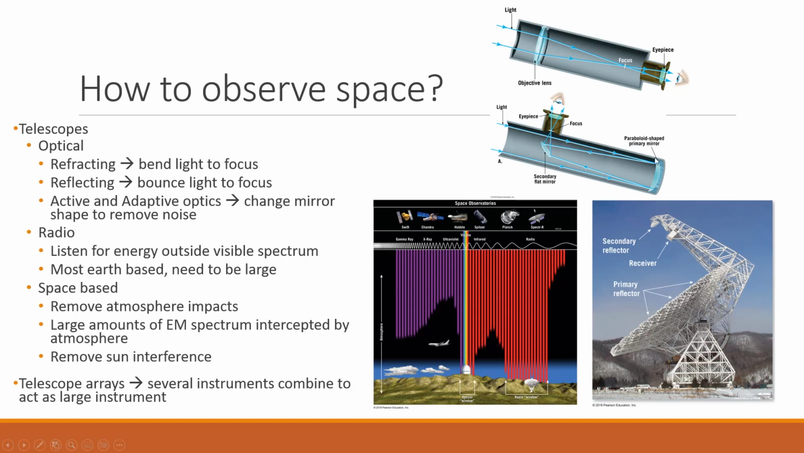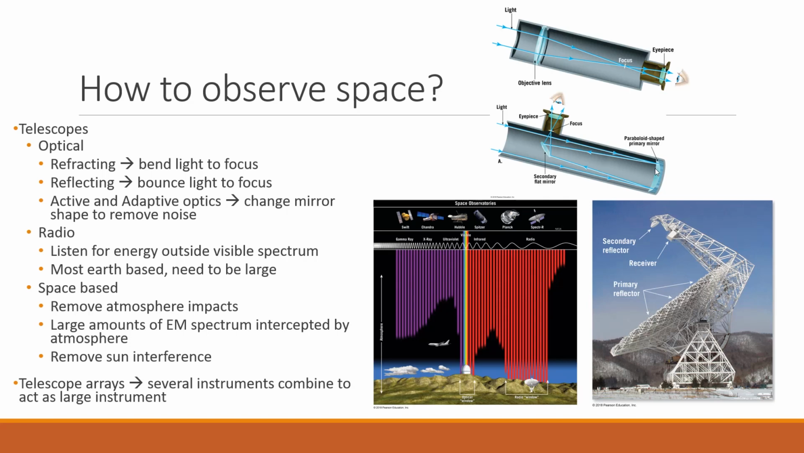The benefit of these is that you can focus further light in a shorter tube. You don't have to have nearly as long of a tube. You can also, depending on the shape of this mirror, make these much bigger. Again, still limited on how big you can make these, but this is a vast improvement over the refracting telescopes.